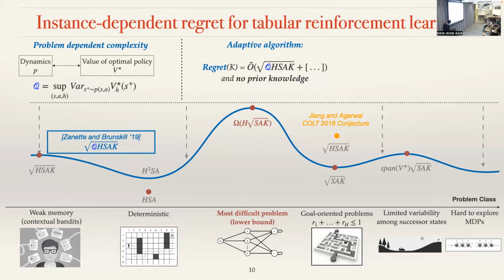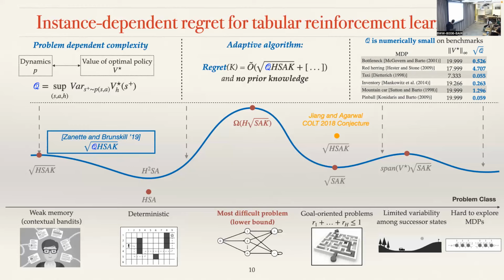And in addition to being analytically small on certain problem subclasses, you can evaluate the quantity numerically. And as it appears here, on problems that people have considered before, it takes a value that is much smaller than the worst case value that was suggested by prior bounds. So essentially, it is a quantity that is both analytically small on problems that we care about, but also numerically small on problems that have been considered before.